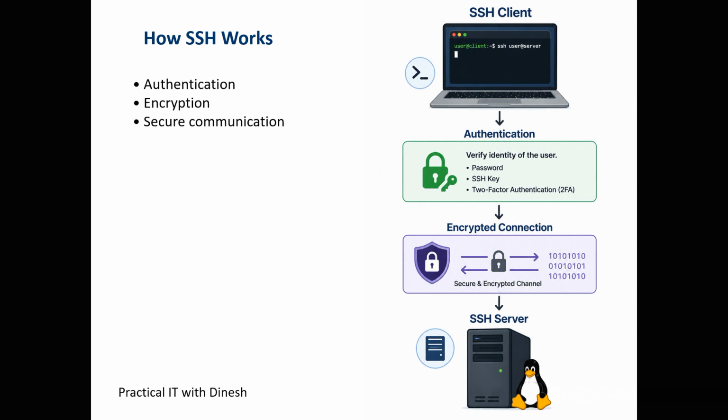Let's understand what happens behind the scenes. In step 1, the client sends a connection request. Step 2, the server asks us to authenticate. In step 3, after successful authentication, SSH creates an encrypted communication channel. In step 4, all commands and responses travel securely through this encrypted connection. Unlike older protocols such as Telnet, SSH encrypts all communication.